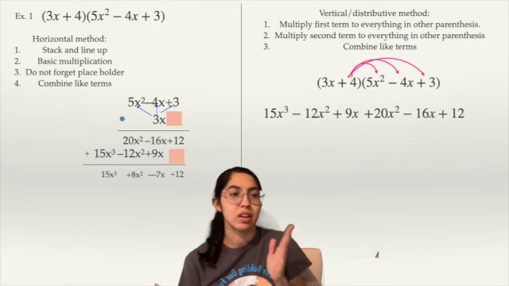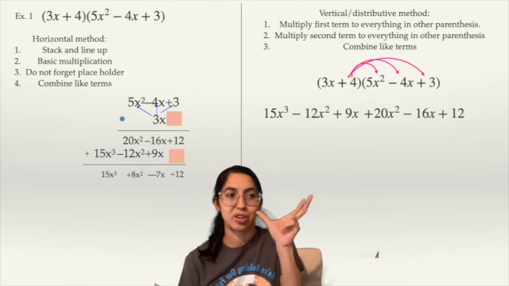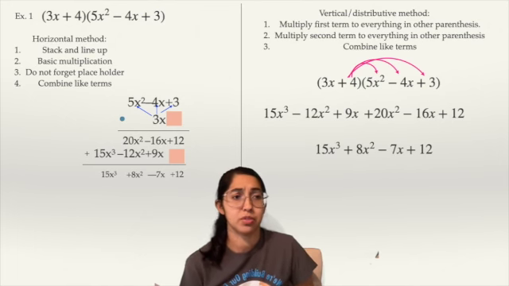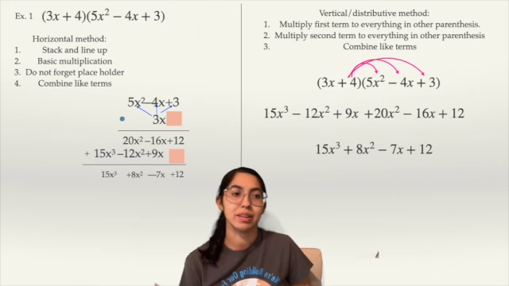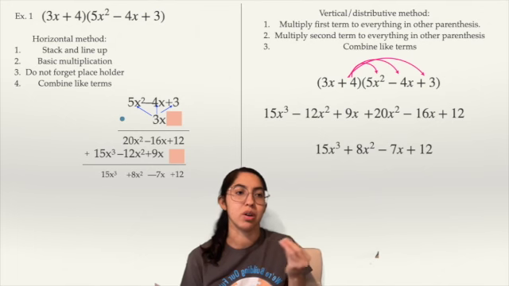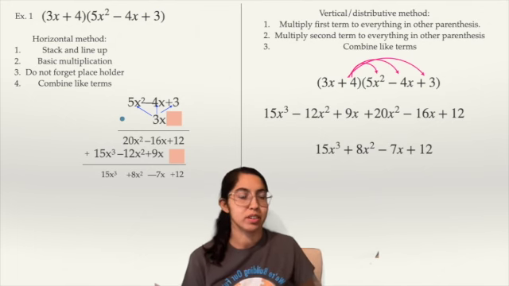But for this method, negative 12x squared and 20x squared would be like terms. 9x and negative 16x would be like terms. The first and last term are kind of on their own, so they would just fall down. Okay, so 15x cubed plus 8x squared minus 7x plus 12. So we still end up with the same thing essentially. It's just the way we organized our work was different.